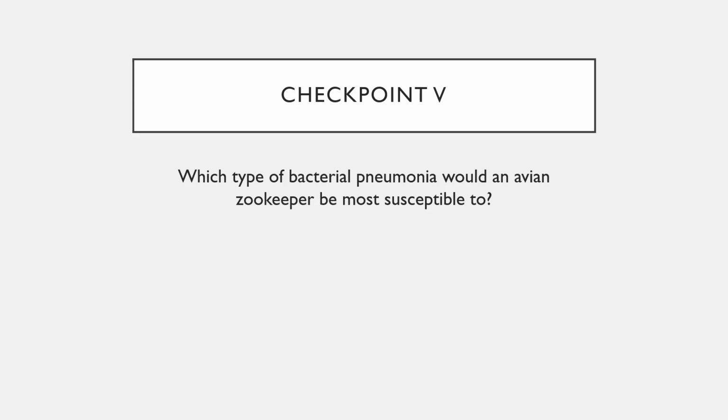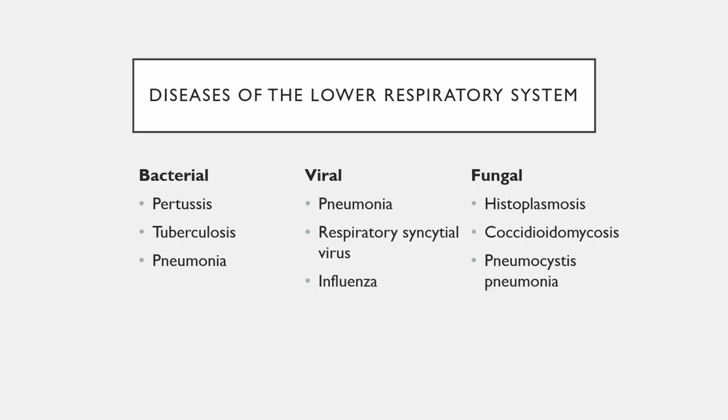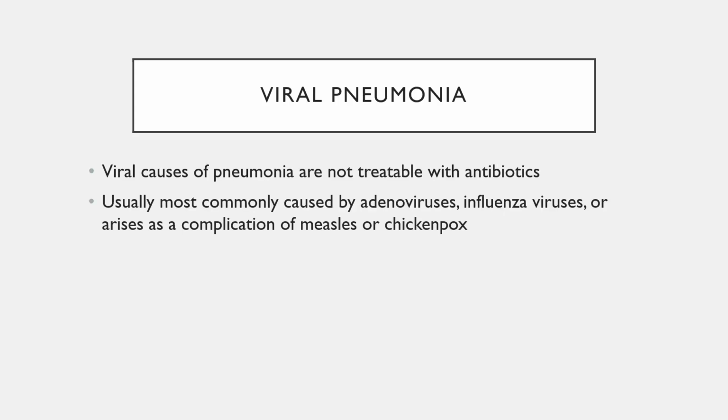We are now moving on from the bacterial infections of the lower respiratory system to the viral infections, which again includes pneumonia, respiratory syncytial virus, and influenza. So we'll start with viral pneumonia. Viral pneumonia, unlike bacterial pneumonia, is not treatable with antibiotics because antibacterial drugs don't work against viruses.